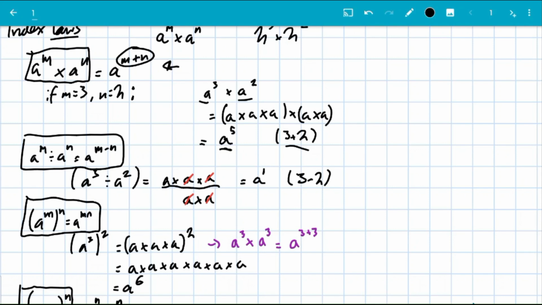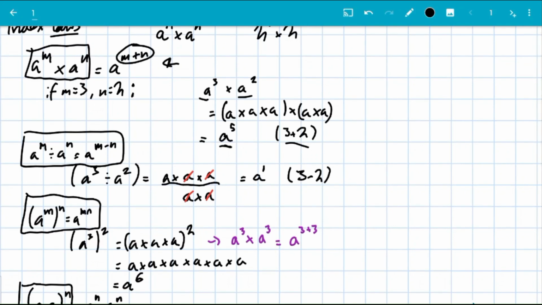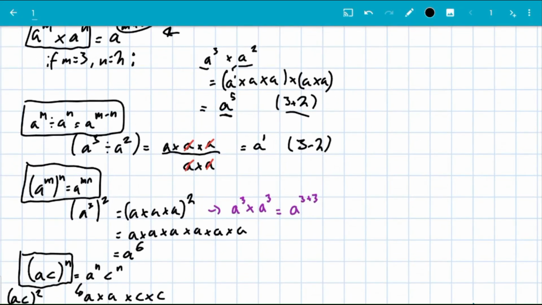Now, another bit of pseudo maths for you to help you remember it is it's a bit like going down a level of a function. So if you're multiplying the two numbers together, you are adding the indices. And then here we can see if you're taking it to the power of, you're actually multiplying the indices together. So as I said, here we can see a to the power of m to the power of n is equal to a to the power of m times n.